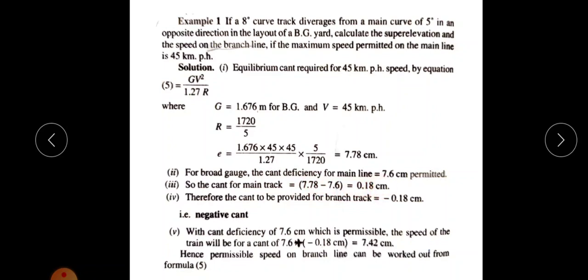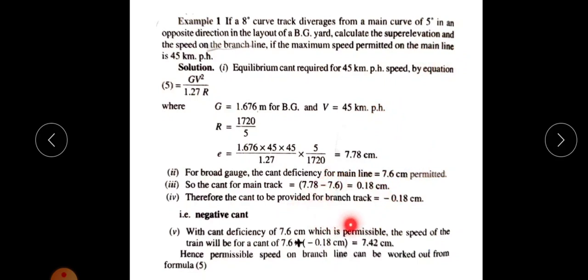Okay. So third step, what is the third step? We have to calculate the difference between the calculated equilibrium Kant and this permissible Kant. The difference between these two has to be calculated in the third step. So that is 7.78 minus 7.6, that is 0.18 centimeter. Okay, so all this is for the main line. We are doing this for the main line.